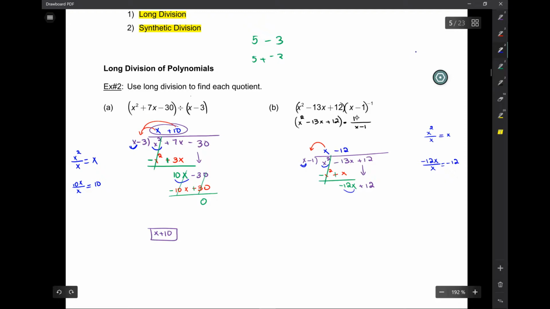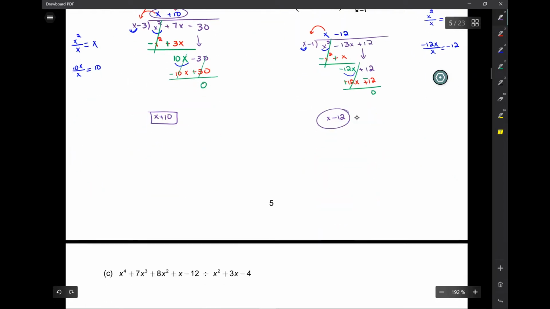Multiply the entire binomial by negative 12. So we get negative 12x plus 12. Change the signs. Add. 0 remainder again. So the quotient is going to be x minus 12. Okay? All right.